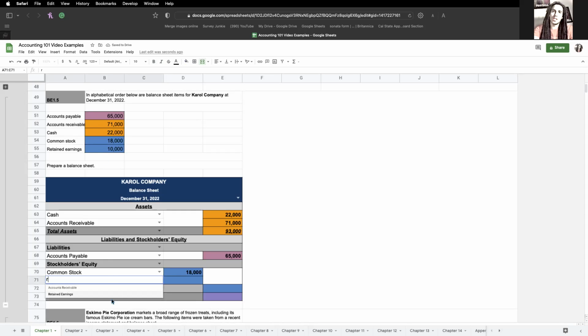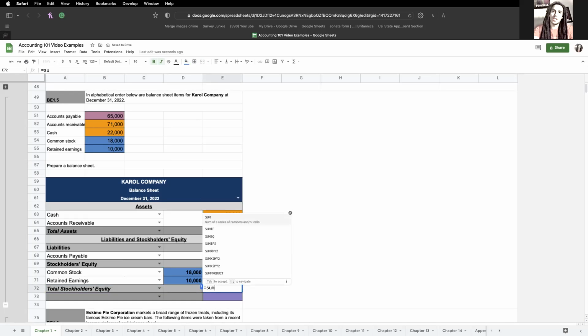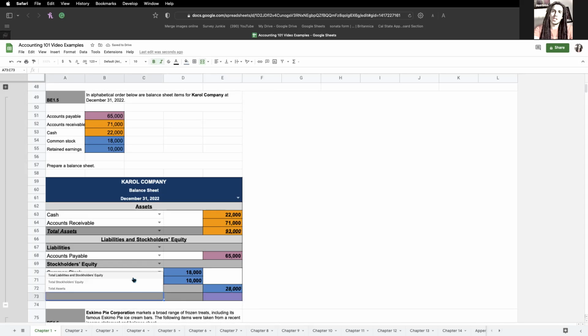Then we have retained earnings. Those are the profits that we earned and held for future use. That's going to be 10,000. And we'll learn about the retained earnings statement soon. Next, we are going to add up our total stockholders' equity. So we'll sum up the two here in dark blue to get 28,000. Then for total liabilities and stockholders' equity, we'll add our accounts payable plus our stockholders' equity to get 93,000.